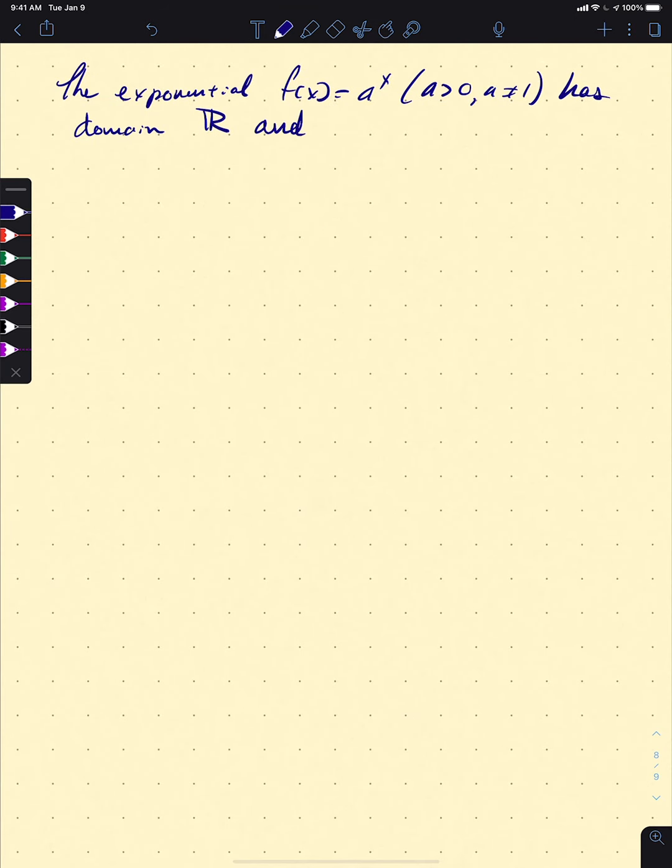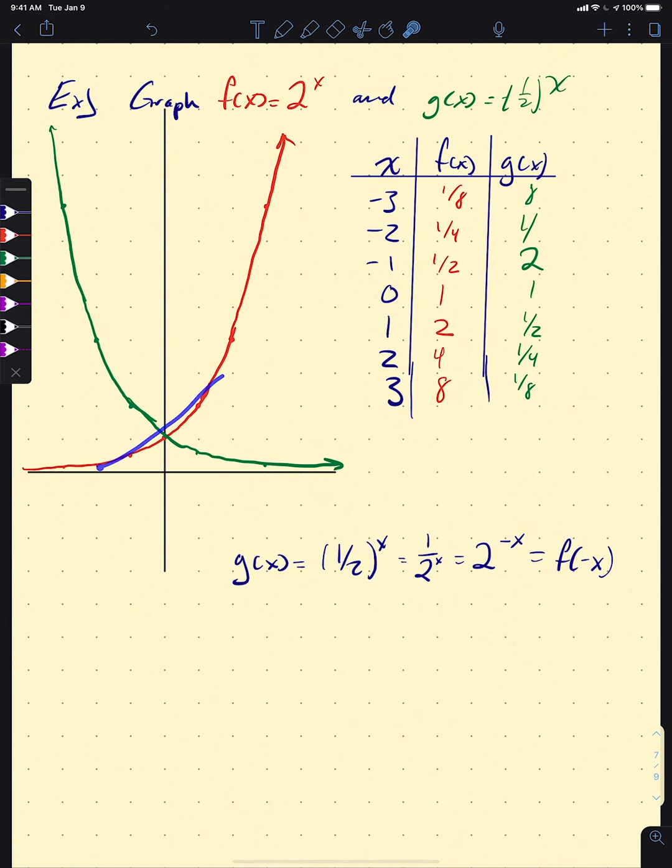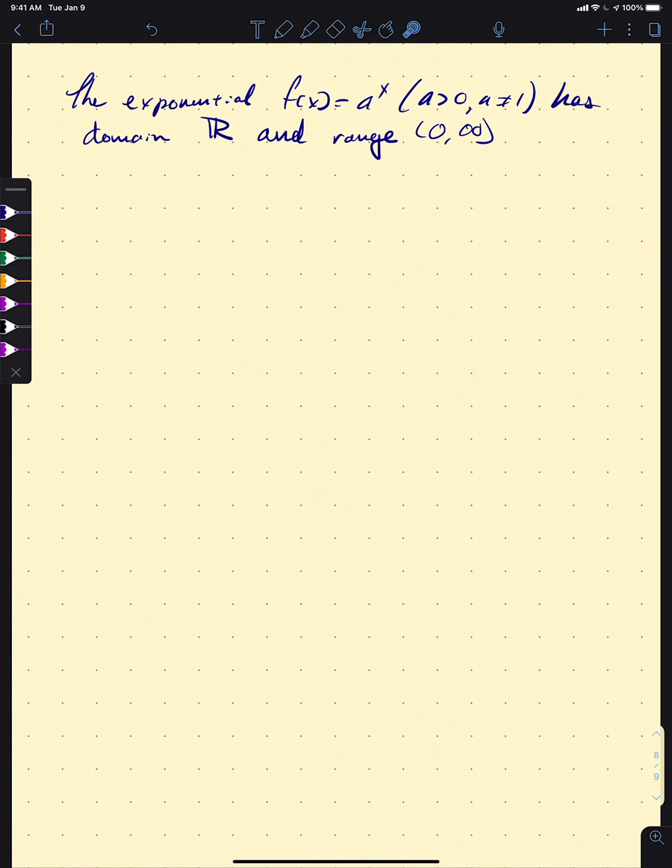And it's going to have range (0, infinity), right? We're never going to quite reach the x-axis here. It's always just going to get closer and closer and closer. It's a horizontal asymptote, right? Let's write that down. The line y equals 0 is a horizontal asymptote, okay?